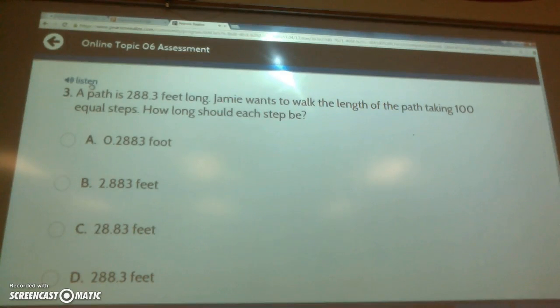A path is 288 3/10 feet long. Jamie wants to walk the length of the path, taking 100 equal steps. How long should each step be? Remember your strategies for dividing by 100. You have to move the decimal place in a certain direction, a certain number of spaces. Go ahead and pause the video while they write down their answer.